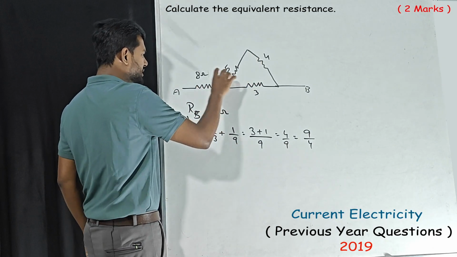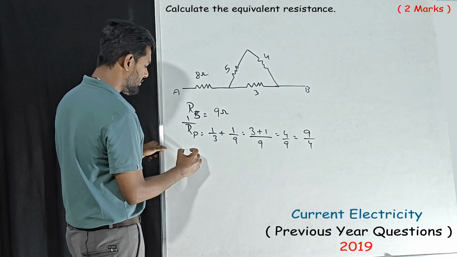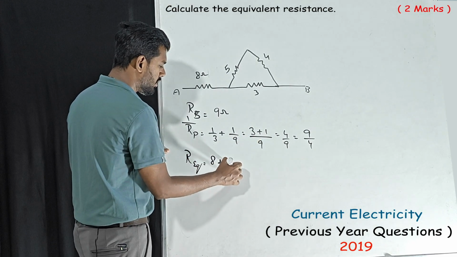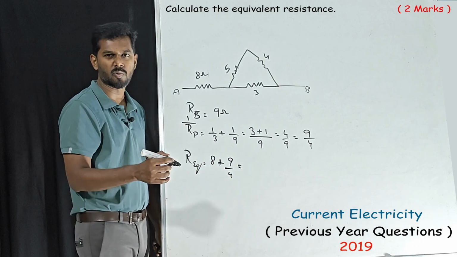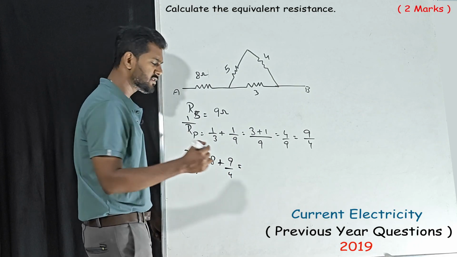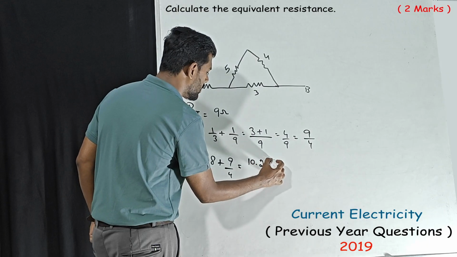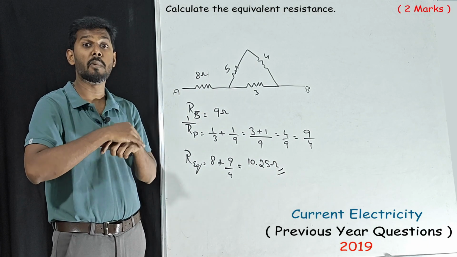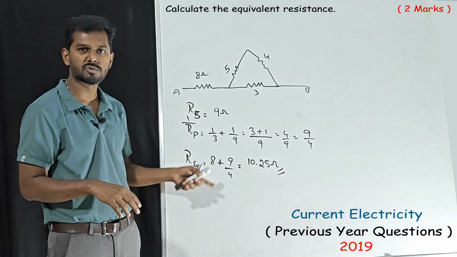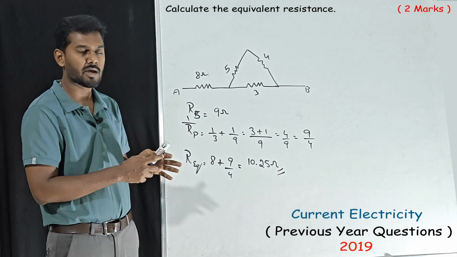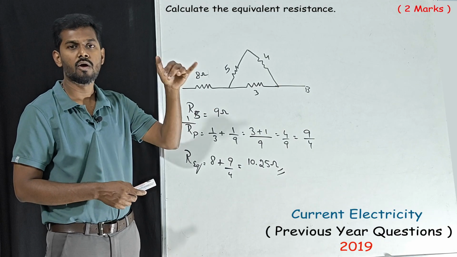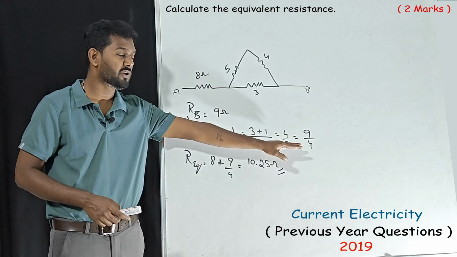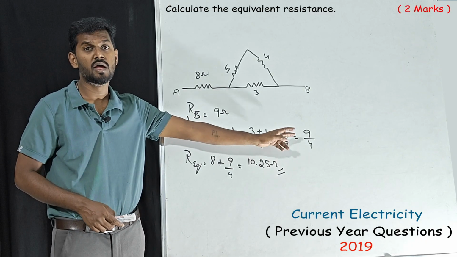Now this complete value is in series with this one. So the final answer will be 8 plus 9 by 4. 9 by 4 is 2.25, and 8 plus 2.25 is 10.25. That's it. We have solved many such questions in the numericals on resistance, and then you will get a proper idea. First you need to understand whether to go for series or parallel. If you get this idea, then solving is easy. At the end, don't forget to take the reciprocal.